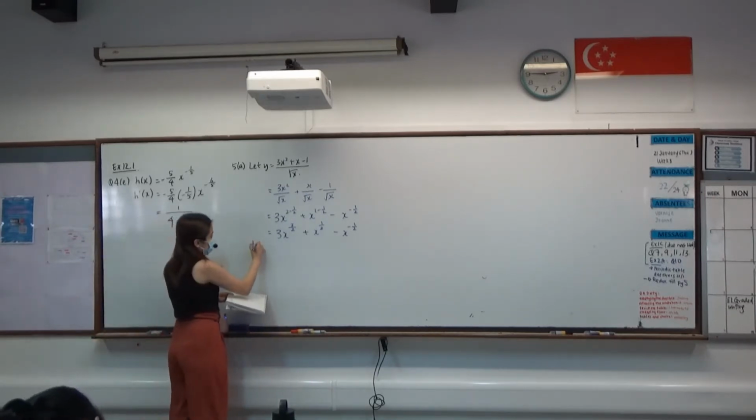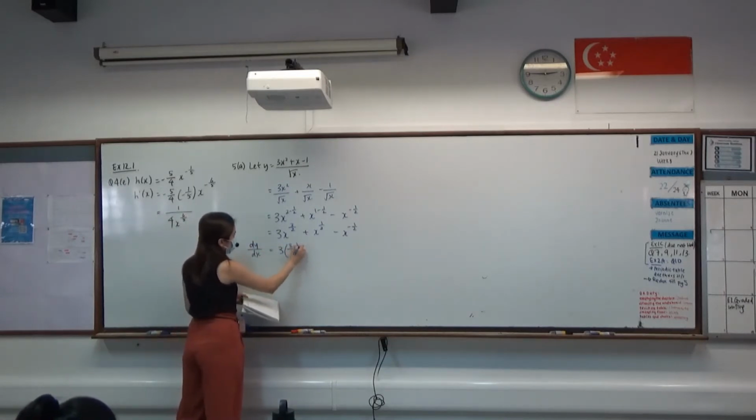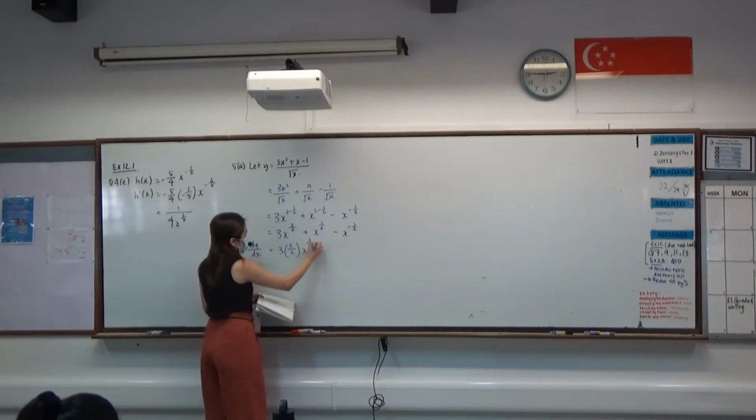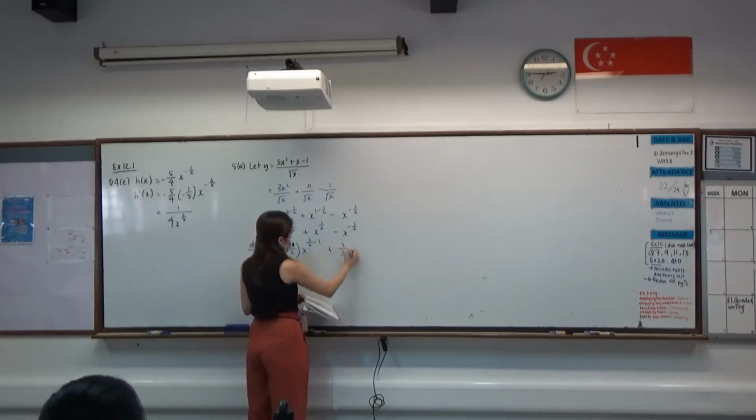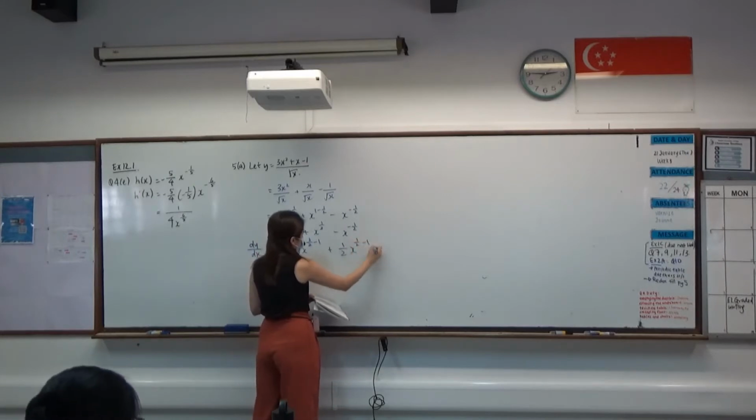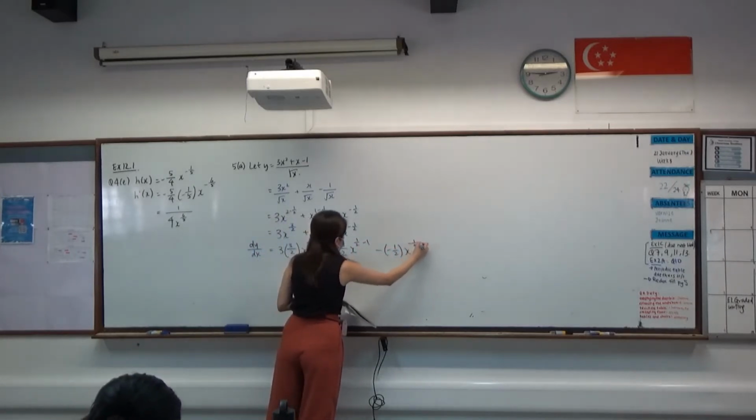So our dy over dx will be 3 times 3 over 2, x to the power of 3 over 2 minus 1, plus half, x to the power of half minus 1, minus negative half, x to the power of negative half minus 1.